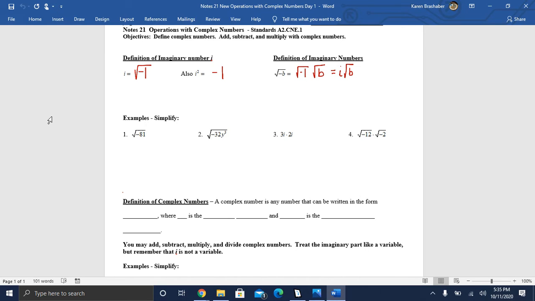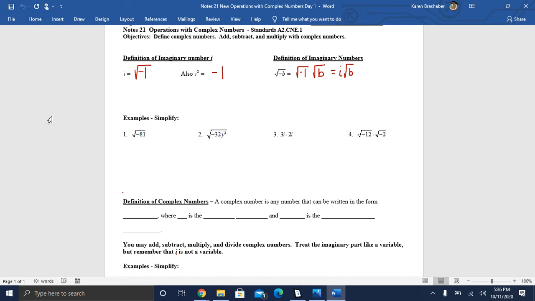So I have a few examples for us to simplify. And we haven't done a lot of work yet with square roots, so we may need to just do a quick review of that. My first one is the square root of -81. And hopefully you're thinking there's nothing that you could multiply together that, when you take it times itself, would give you a negative.